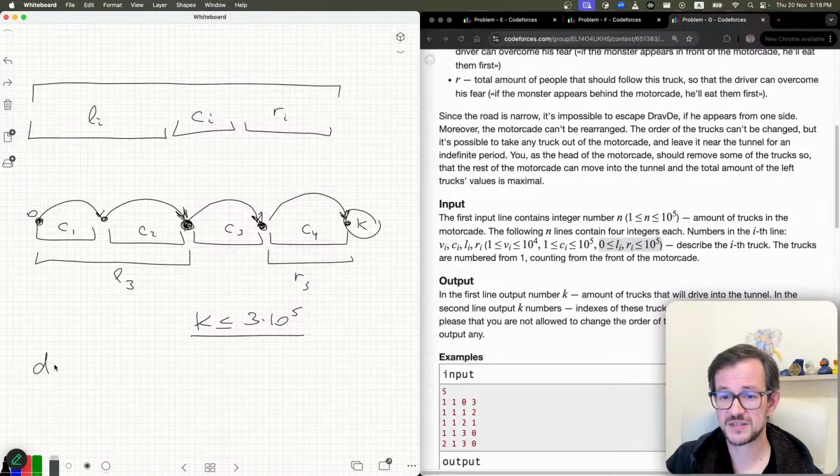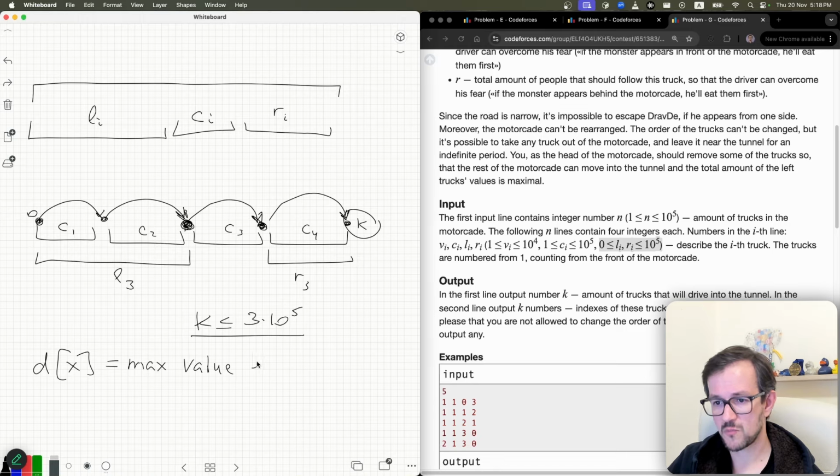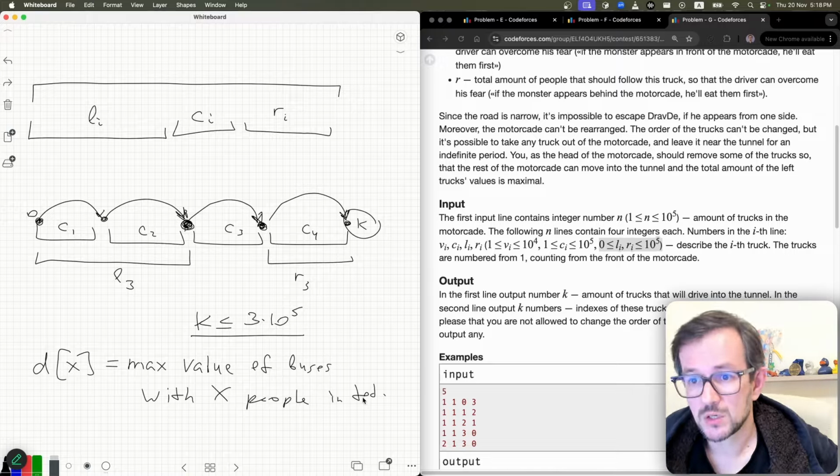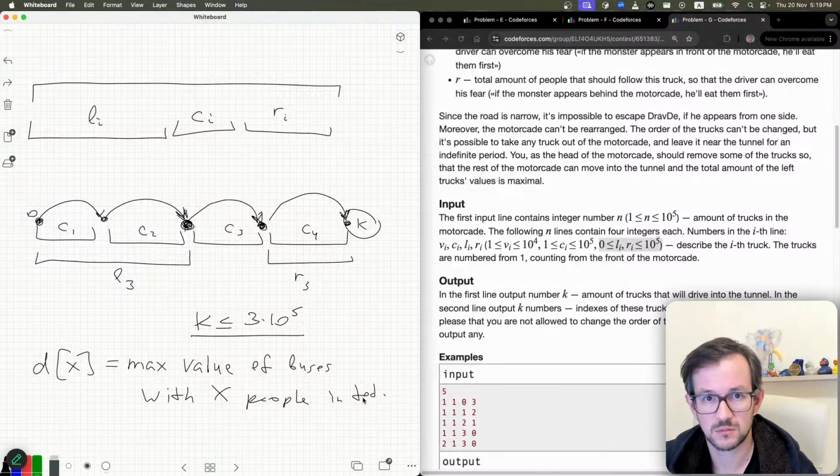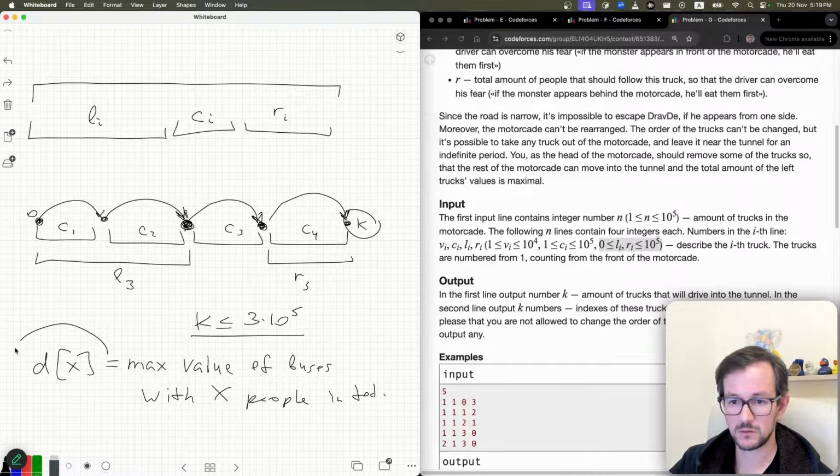Okay, let's write it like this. Let's say d of x, where i will be the index of the bus, will be the maximal value of buses with x people in total. So I already put some buses, the total amount of people is x. And I just remember this value.